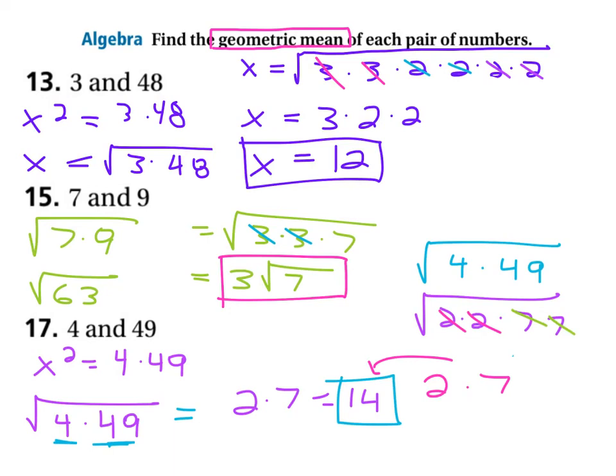And so, one last time, let's box out our final answers. The geometric mean for this one is 12. This one is 3 root 7. And this one is 4.